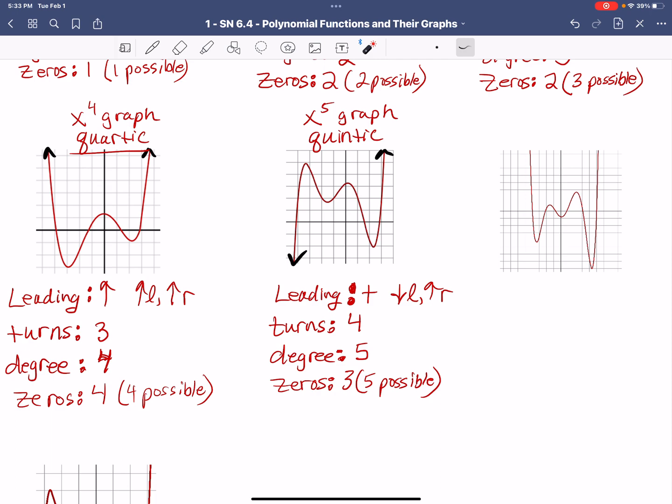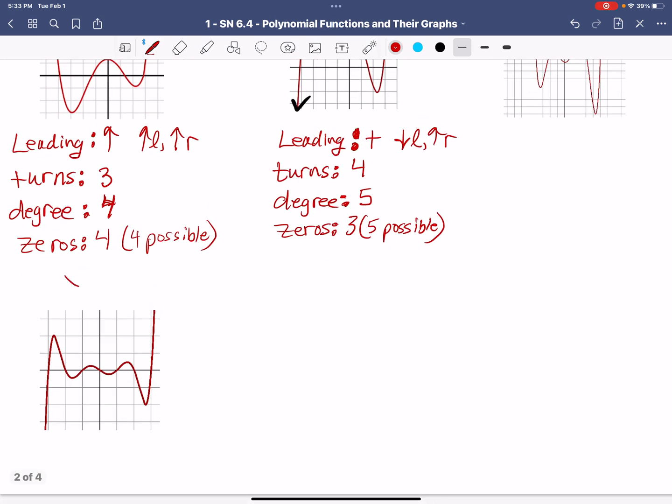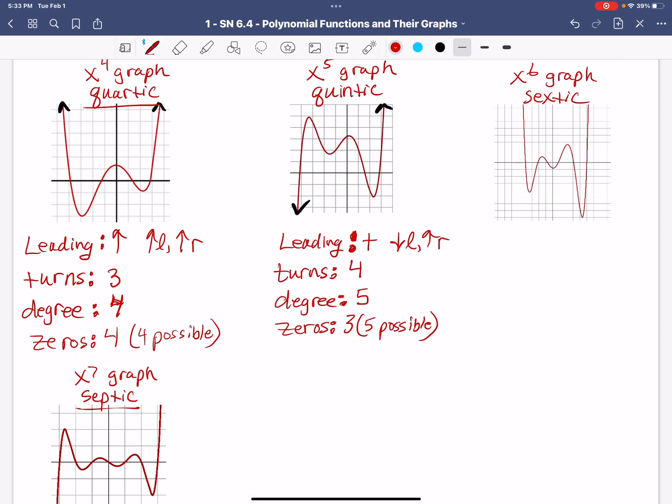Okay, so I'm going to give you the names of these. This is x to the 6th graph, and this is sextic, and this is an x to the 7th graph, and this is called a septic. So make sure you know all 7 of those names.